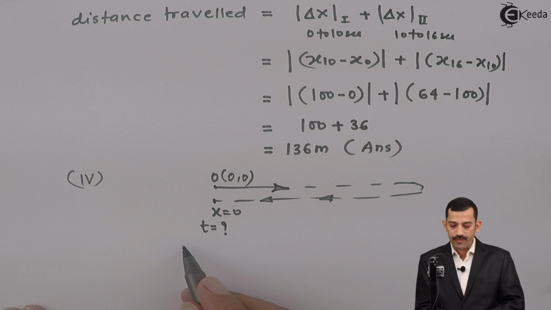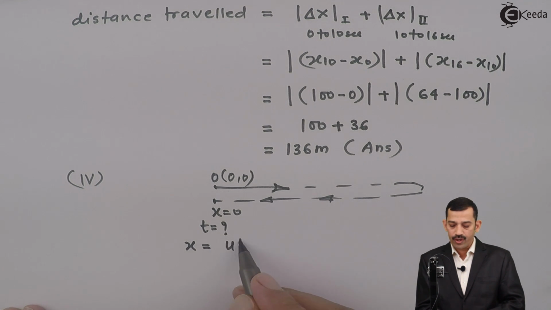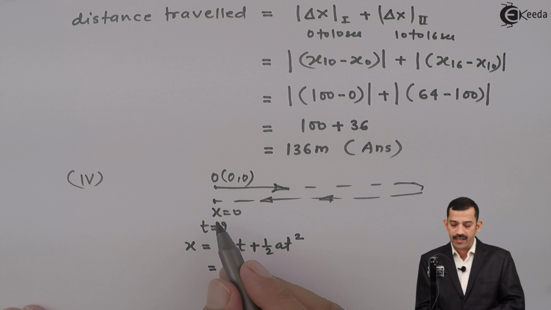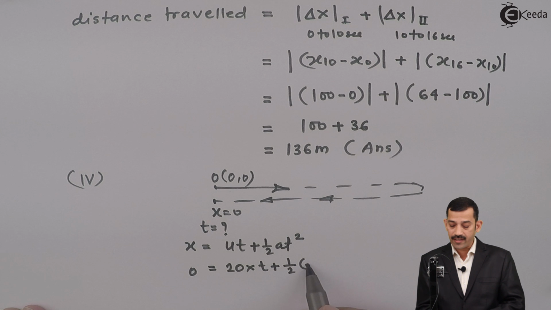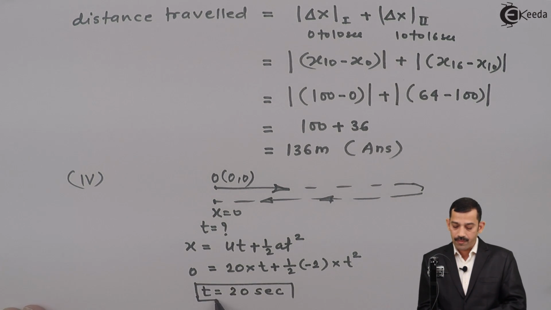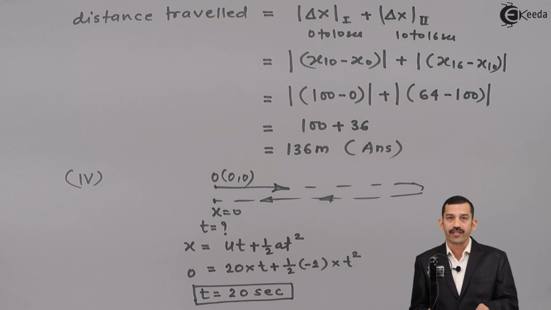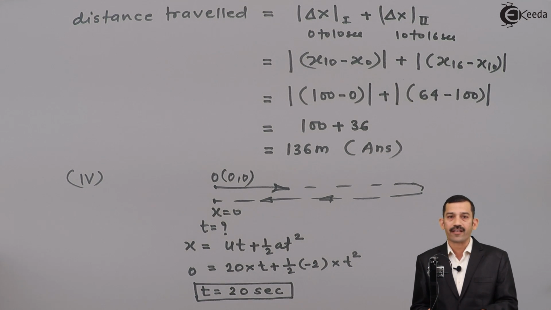If you want to find out how much time it takes to reach this position again, the origin, we use the relation x equal to ut plus half at square. The final position at this time instant is 0, initial velocity given is 20, time unknown, plus half, acceleration minus 2 into t square. Using this, t comes out to be 20 seconds. Use a calculator to calculate this value. That means the particle comes back to the origin at t equal to 20 seconds. You have to find the velocity, displacement and distance travelled at this time instant.